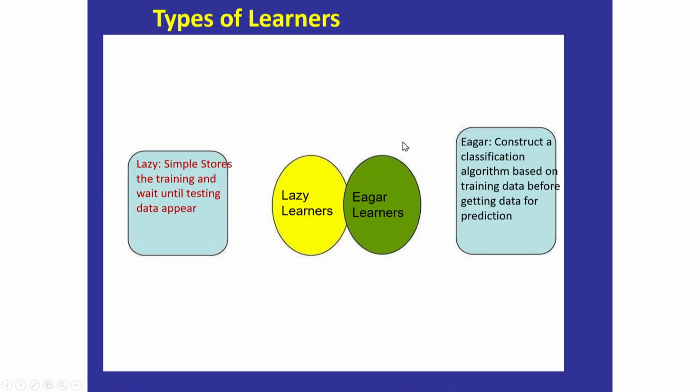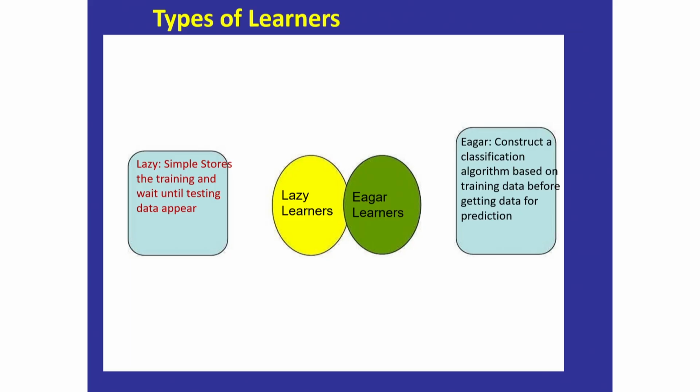Now, what do the eager learners do? Eager learners construct a classification algorithm based on the training data before getting the data for predictions. Remember that. That means before testing, they will construct a model. They are very, very quick to learn. So, before even getting tested, they construct a model and keep it ready. Immediately whenever the testing data appears, they test the model. That is the difference between lazy and eager learners.